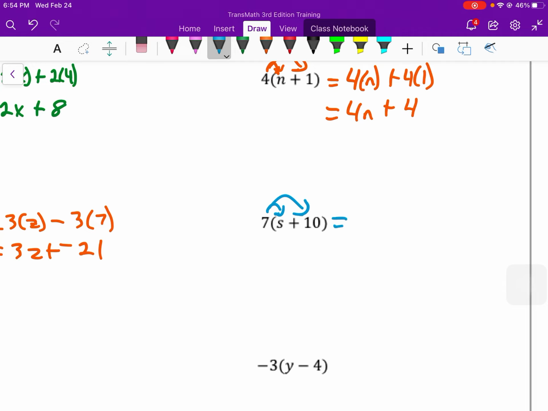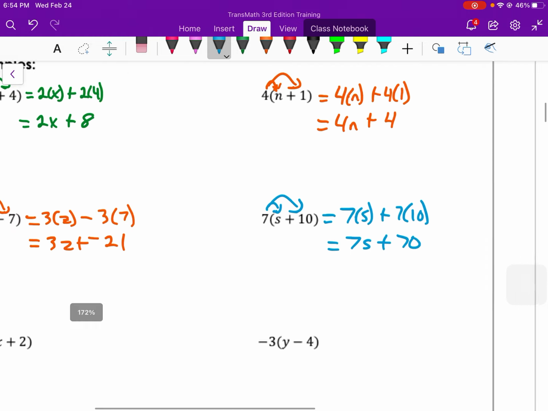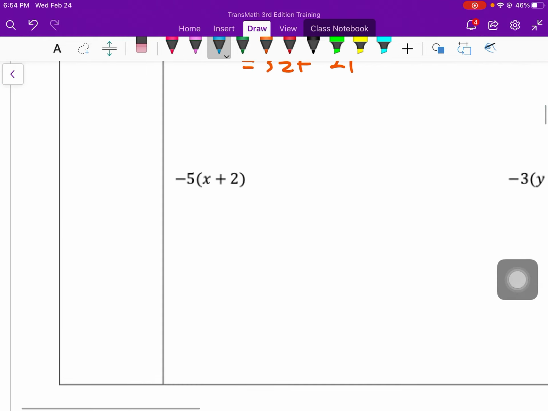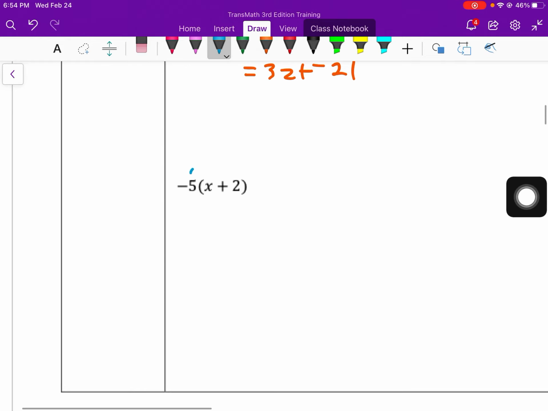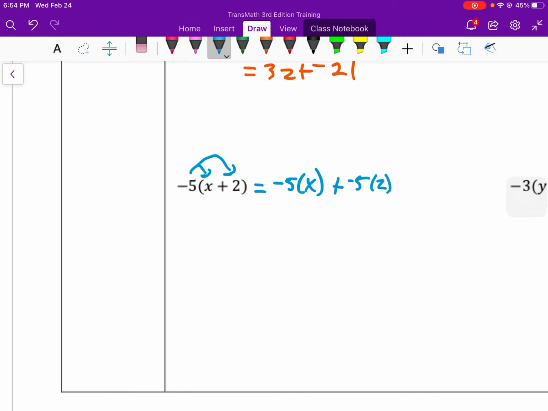Distribute through: 7 times s plus 7 times 10. So we can simplify to 7s plus 7 times 10, which is 70. All right, and we can also distribute negative numbers through. So this is a negative 5. So we are going to distribute that to both parts. So that equals negative 5 times x plus negative 5 times 2.